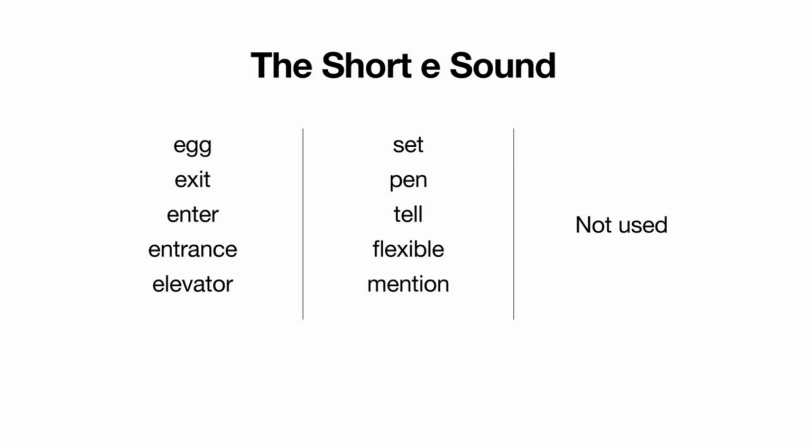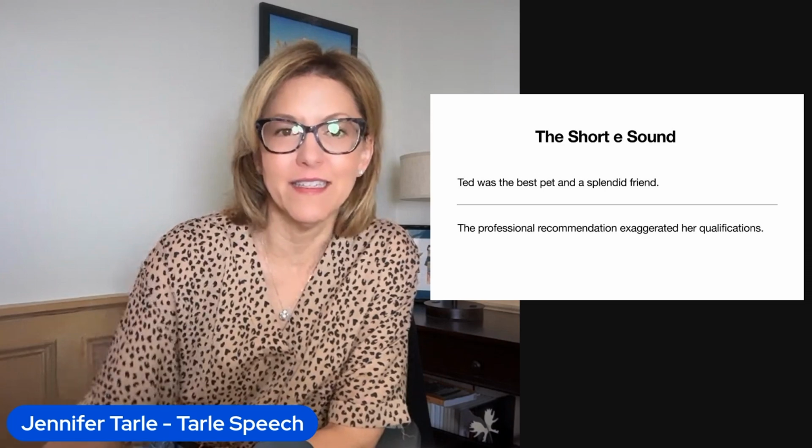And now let's do each row. Egg, exit, enter, entrance, elevator. Set, pen, tell, flexible, mention. Okay, how did you do? I think you are ready to move on to some sentences.